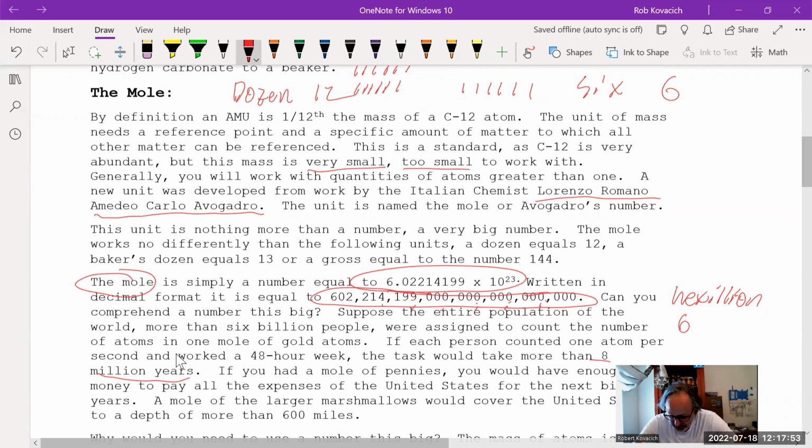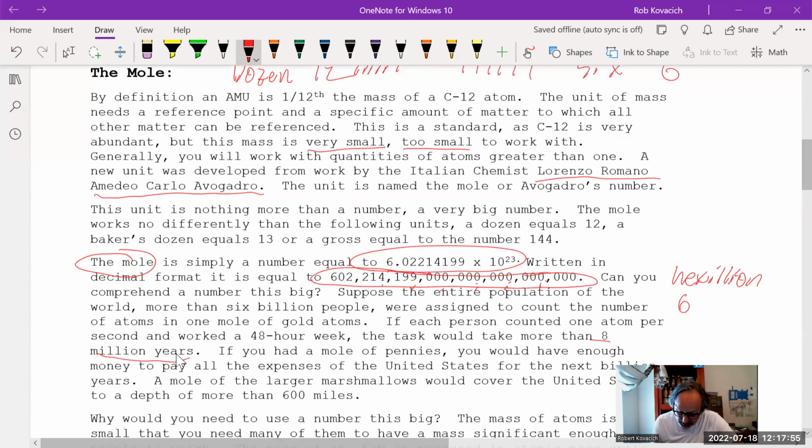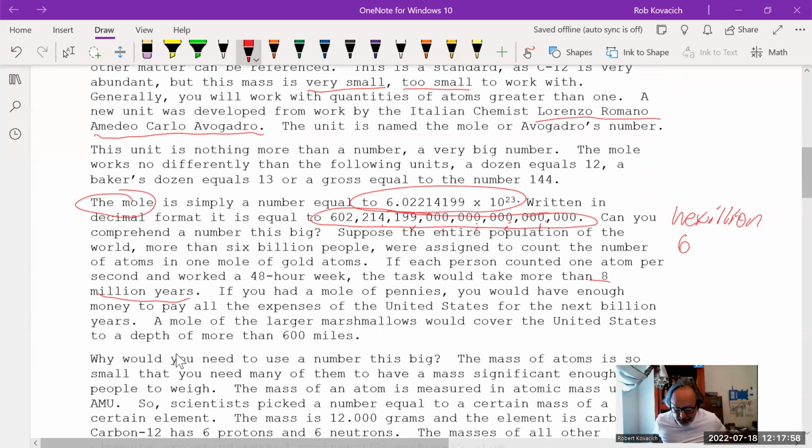Other examples of how big this is: a mole of pennies, you'd pay off all the expenses of the United States for the next billion years. A mole of marshmallows, the larger ones, would cover the United States 600 miles deep in marshmallows, just straight up a tower of marshmallows. Space is 100 miles away, nominally. So we're talking 500 miles into space, outside the atmosphere, we got this tower of marshmallows coming out. A mole of German shepherds would be bigger than Earth, so be more massive than Earth.